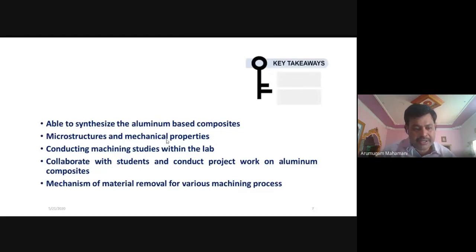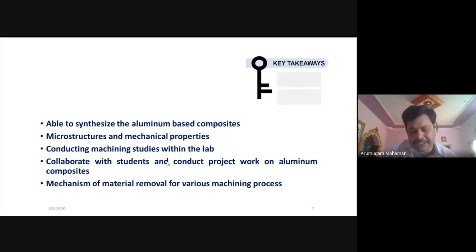You can apply. For conducting machining studies, just purchase one dynamometer for 40,000 and you can do your research in the lab itself. Even drilling, you can do that like me, like delamination, measuring the surface roughness and the burr height. This kind of work you can do at your laboratory itself, and collaborate with students and conduct it. This is one of the good ways to do it. The students will gain knowledge and you will also gain some knowledge through the students' work.